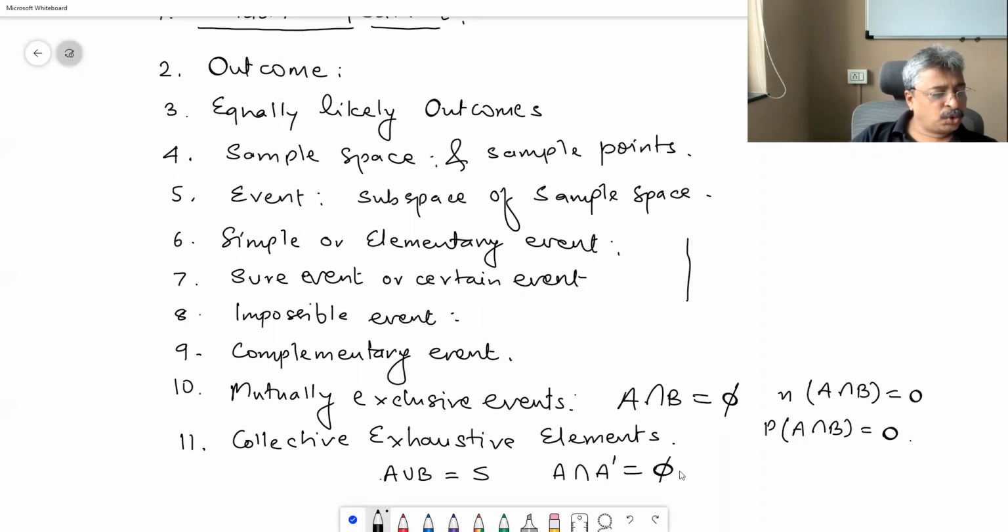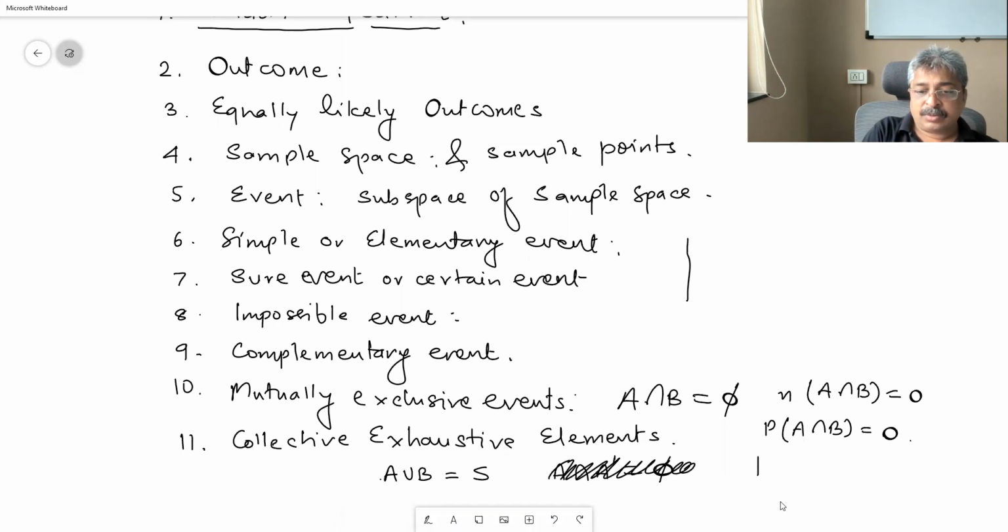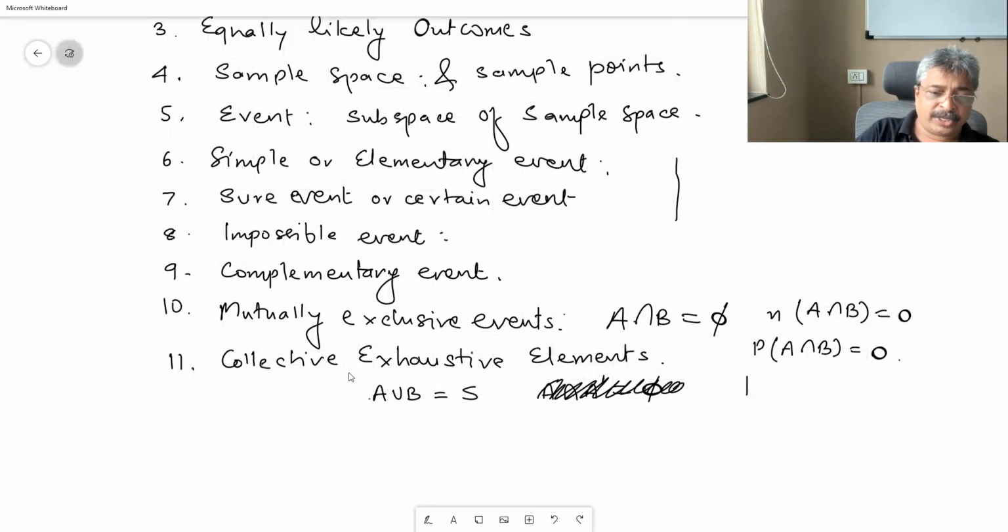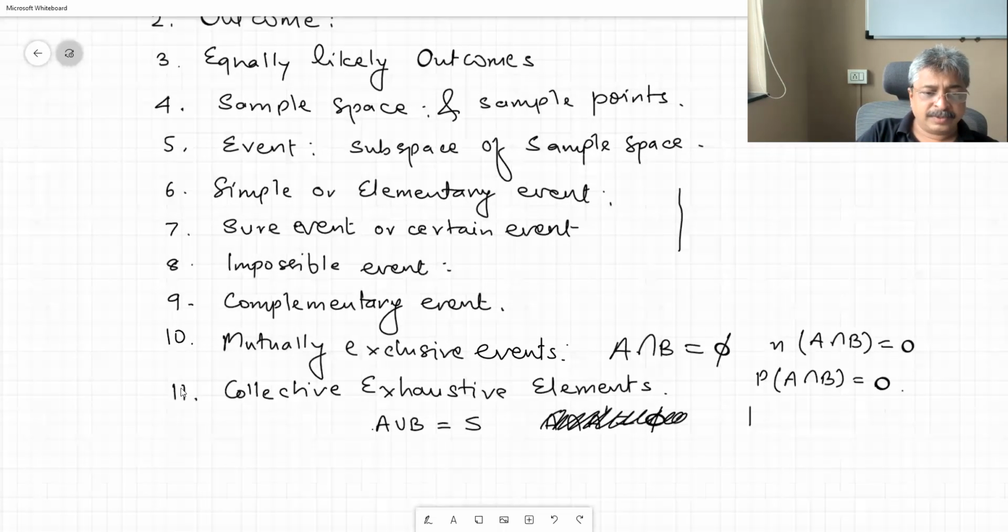Mutually exclusive and collectively exhaustive. Collectively exhaustive means A union B are exhausting the entire space. Now 10 and 11 together, mutually exclusive and collectively exhaustive, 12.